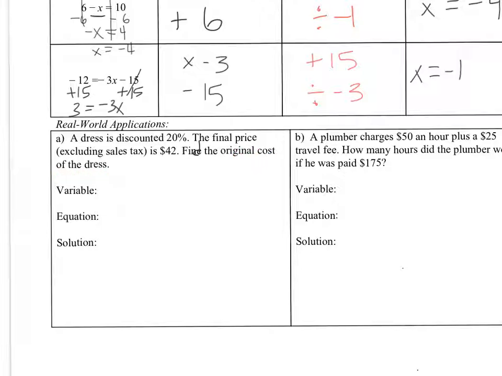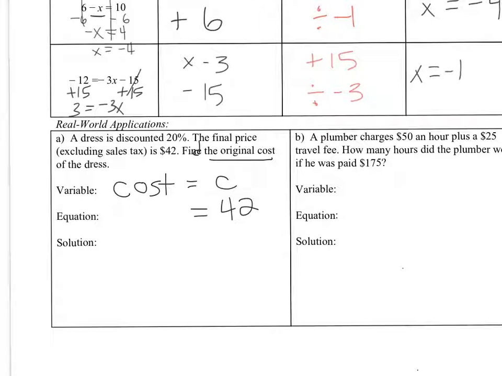So I'm doing a word problem. I always look at what we're trying to find, and that's my variable, the original cost. So my variable is going to be cost, which is going to be C. So I need to have something where I'm relating C and it's an equation, so I'm going to have an equal sign. Well, the final price is $42, so I know something's going on with this to equal $42.